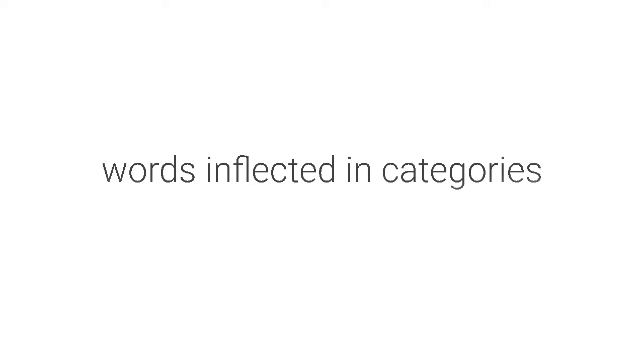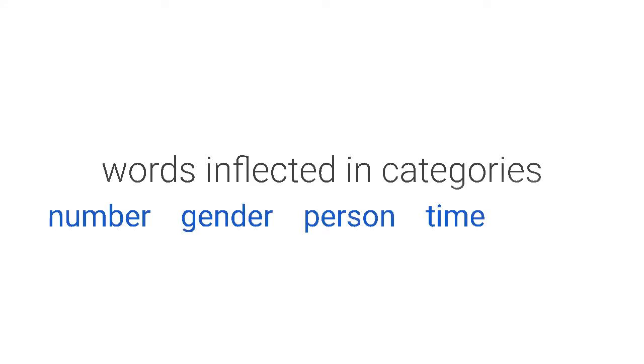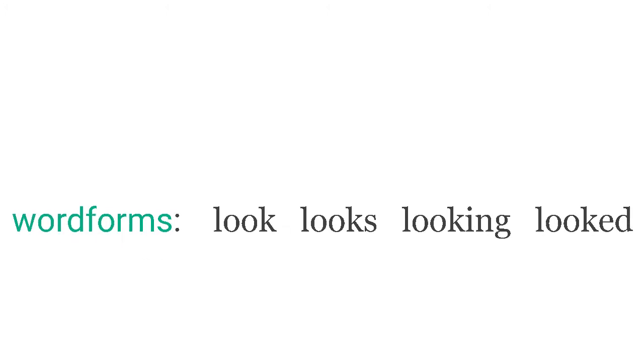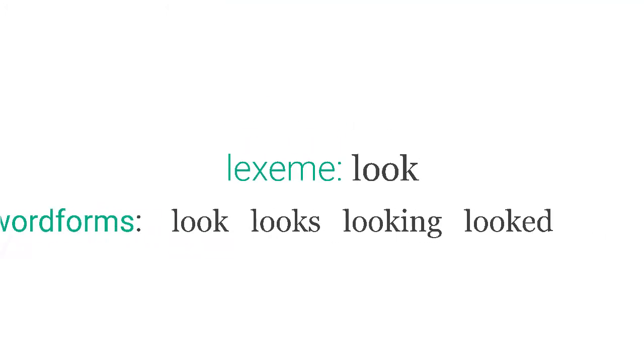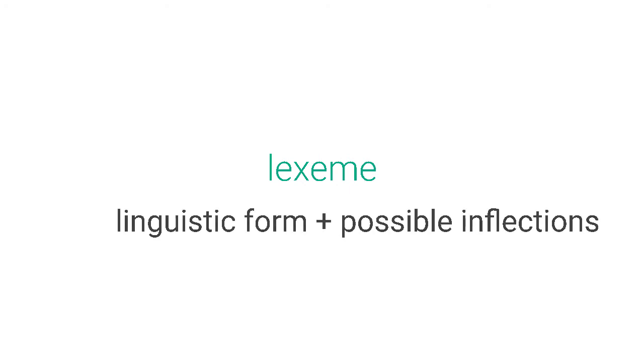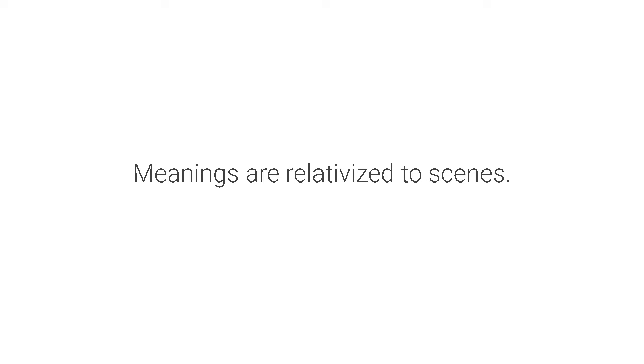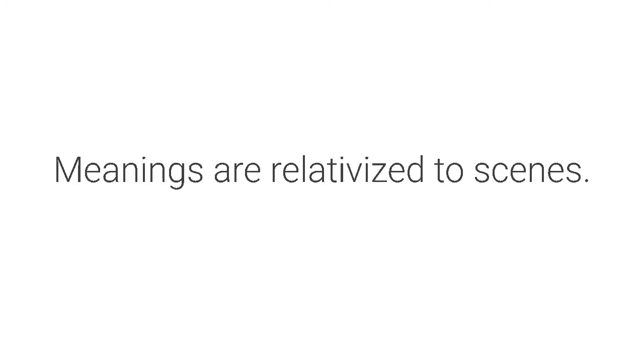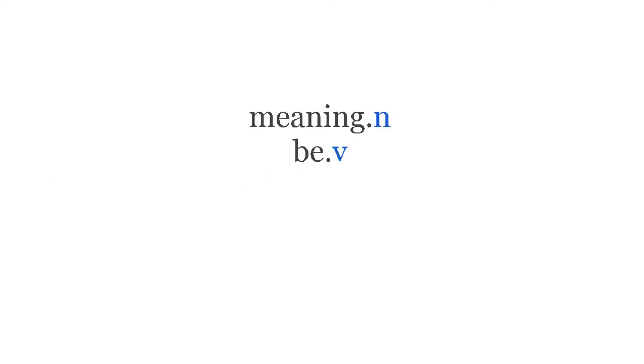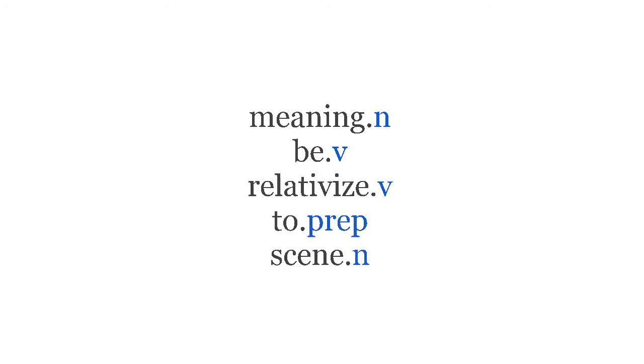However, in languages where words can be inflected in categories such as number, gender, person, time, or mood, word forms are grouped under lexemes. A lexeme represents then a linguistic form with all its possible inflections. Lexemes are usually represented by the dictionary form of words together with information on their part of speech, like look, the verb, and look, the noun. Going back to Fillmore's sentence, we can say that the lexemes in it are meaning, be, relativize, to, and scene.